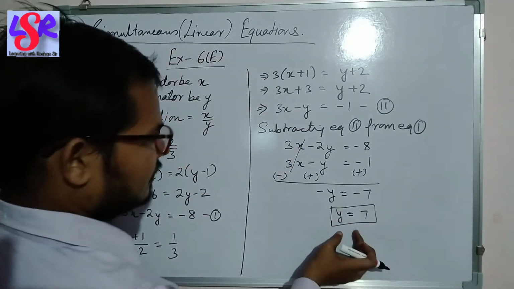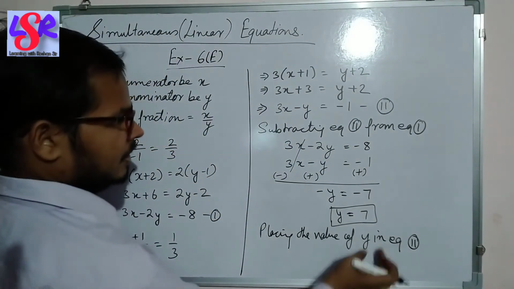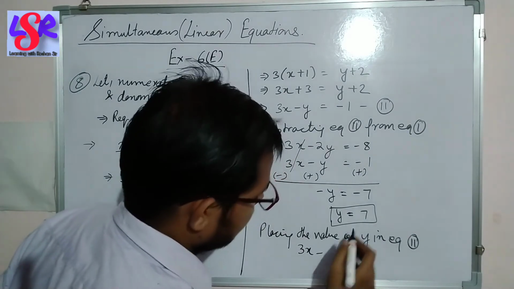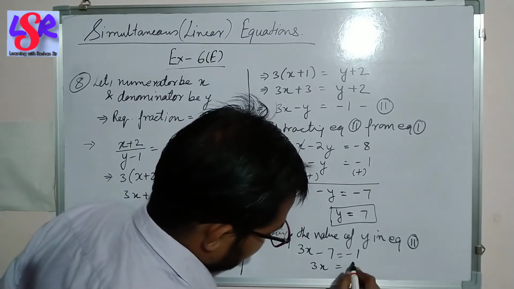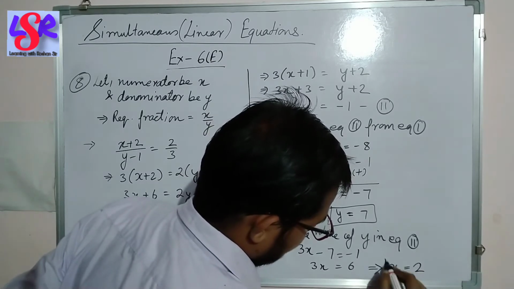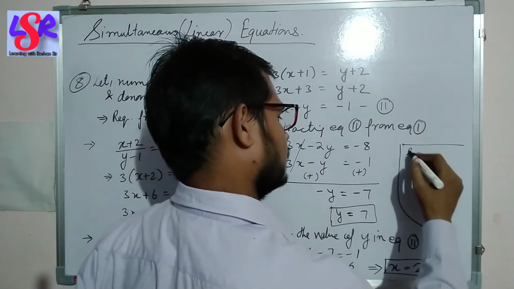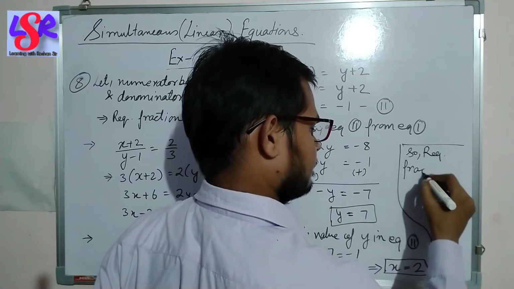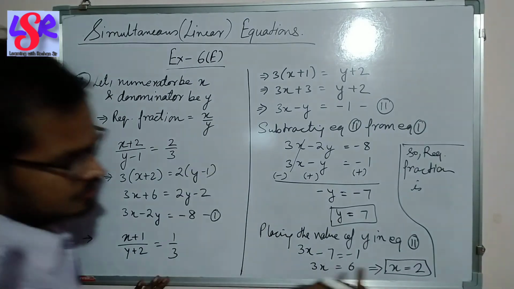Then place the value of y in any of the equations. So placing the value of y in equation number 2, we get 3x minus 7 equals minus 1. That is 3x equals 6, and here it will be x equals 2. So the required fraction is x upon y, that is 2 upon 7 as the answer.